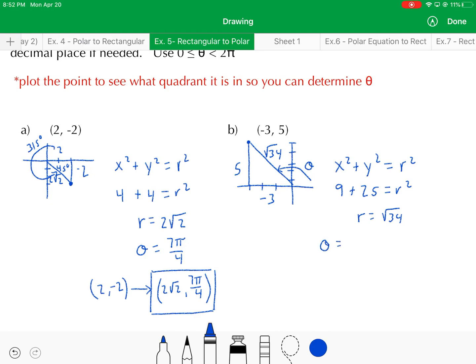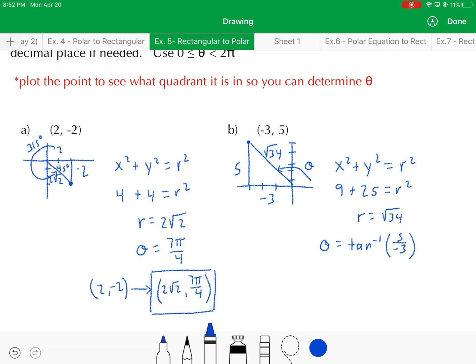Okay, now why inverse tangent? Well, the point that I'm given right off the bat has an x coordinate and a y coordinate, which is perfect for inverse tangent. Inverse tangent of my y value divided by my x value. But we have an issue here. If I just leave it like this, inverse tangent of negative 5/3 is going to yield a fourth quadrant angle measure, not a second quadrant angle like this one is supposed to be in.